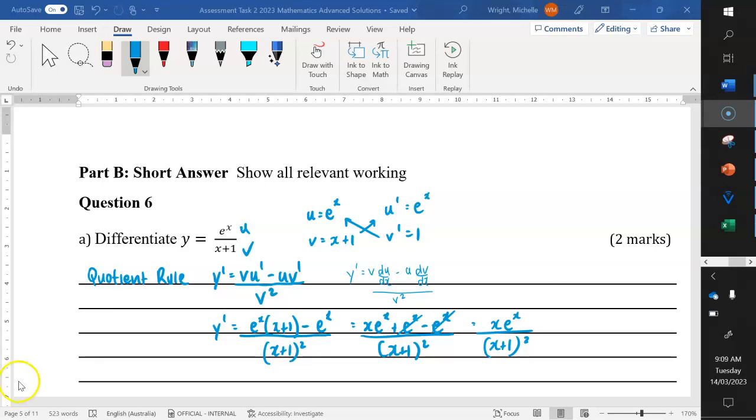Okay, so these are the video solutions for the second assessment task in 2023 for Mathematics Advanced. Starting at question 6, part B, and there's short answer questions.